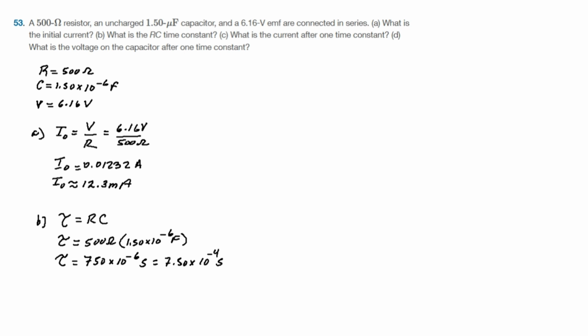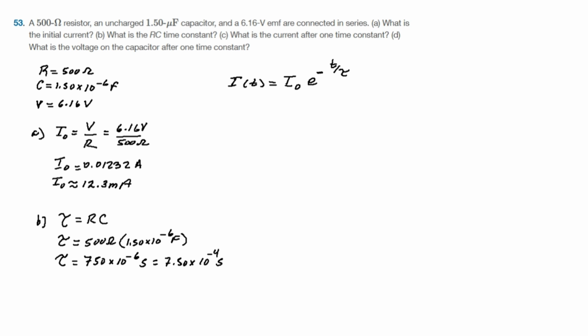Now, after the time constant, they say, what is the current after one time constant? Well, the equation of the current is I of t is I sub 0 times e to the power of negative t over tau. This is the current.